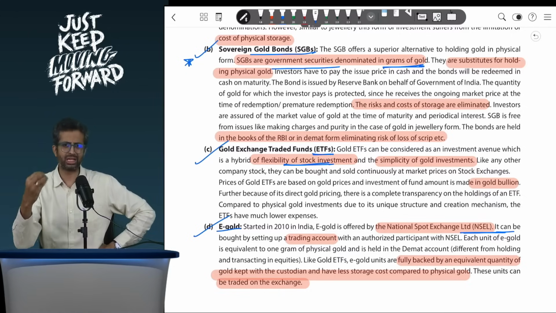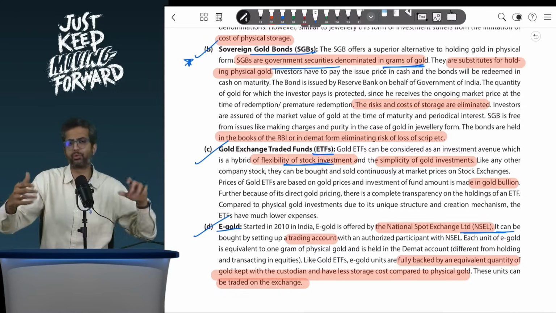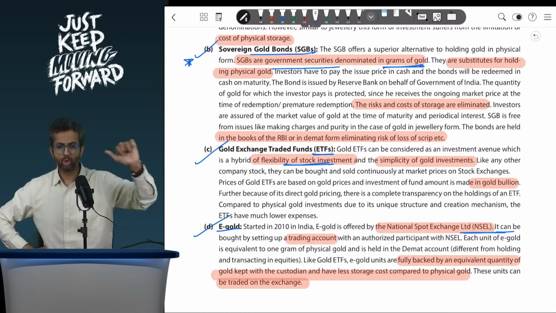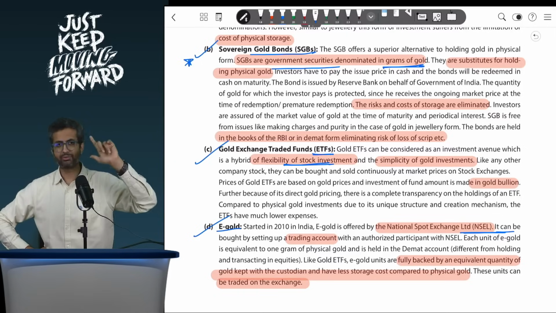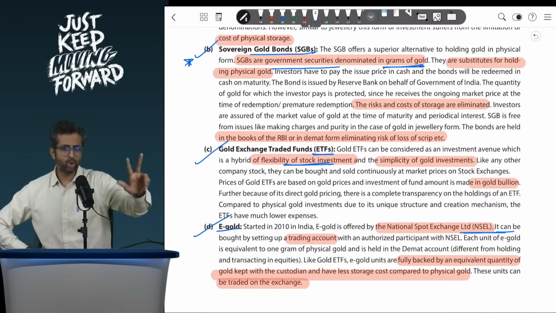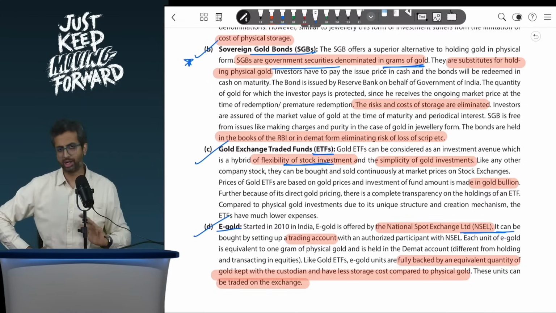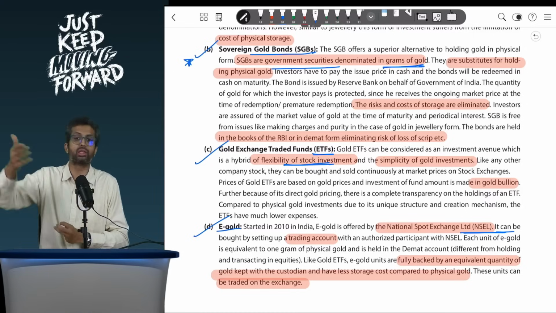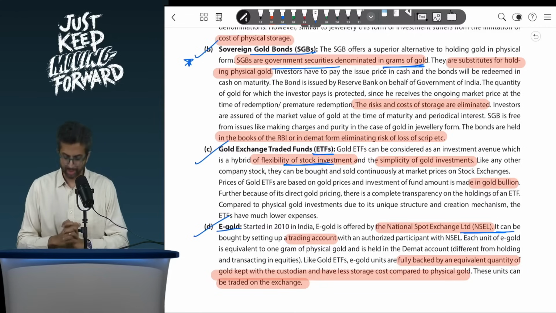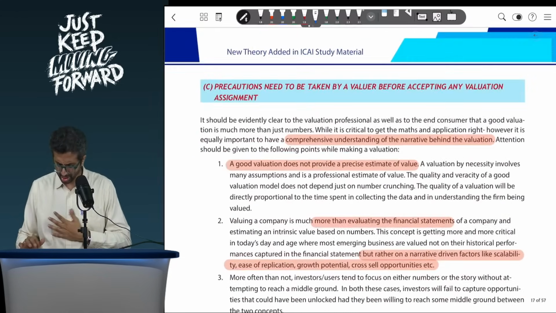So there are 4 instruments for gold for a financial investor other than jewelry. Gold bars. Then you have sovereign gold bonds, one of the most popular things. Gold ETFs and e-gold. Earlier, when sovereign gold bonds were not there, gold ETFs and e-gold were also as popular. Okay, so this is regarding gold.